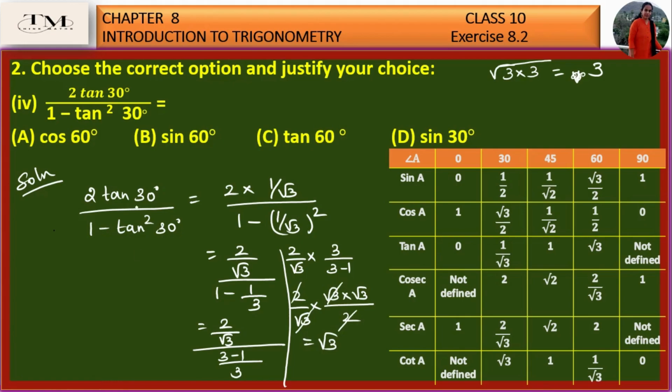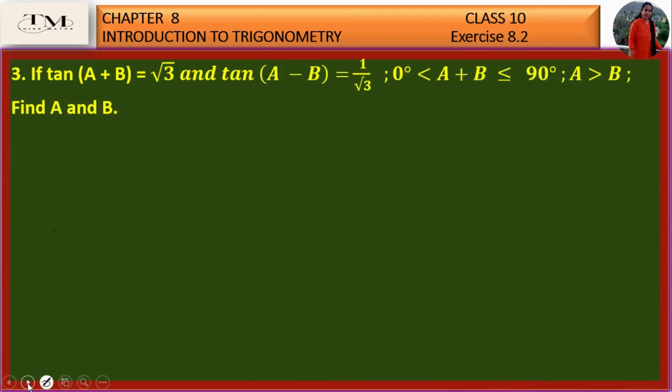Whose answer is root 3? Cos 60. What is cos 60? Cos 60 is 1 by 2, so it is not correct. Sin 60 is root 3 by 2, this is also not correct. Tan 60. Tan 60 is root 3. So option C is the correct choice. This root 3 value matches for tan 60 degree. Okay children, so next question.